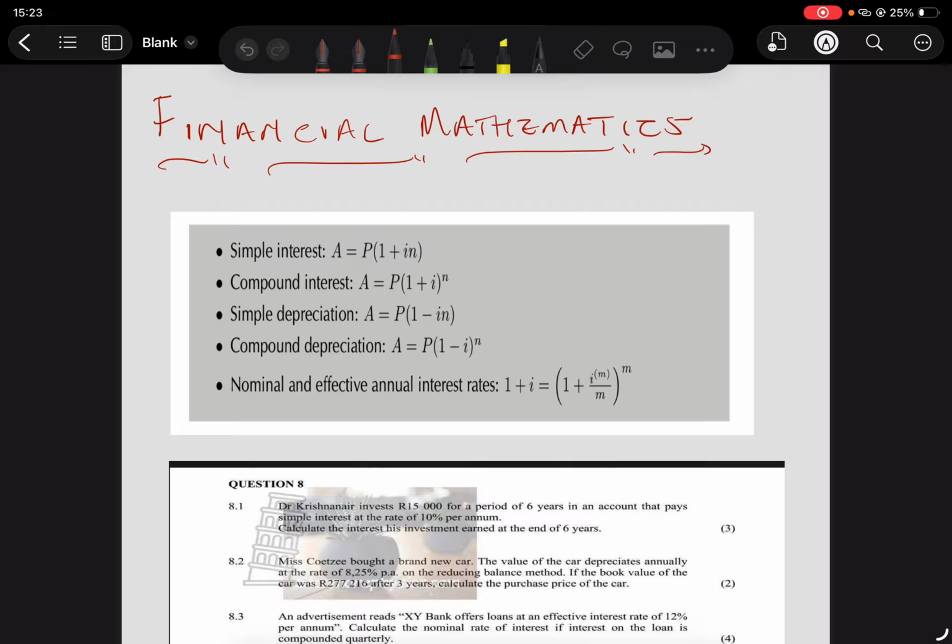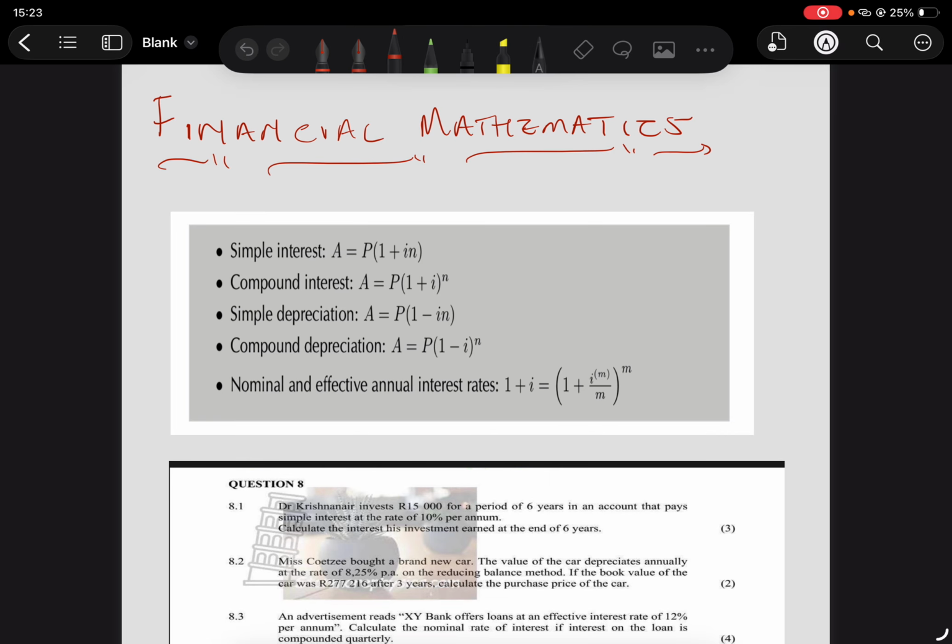A lot of grade 12 financial mathematics is heavily dependent on the concepts we've learned in grade 11. Hence in this video, we're going to do a quick revision on some of the formulas that we used in grade 11 to calculate and attempt financial mathematics exercises.